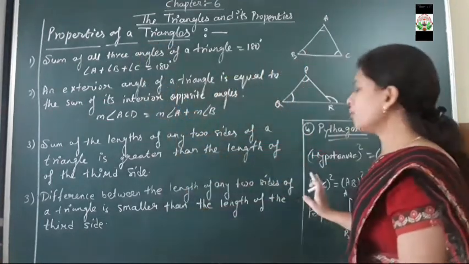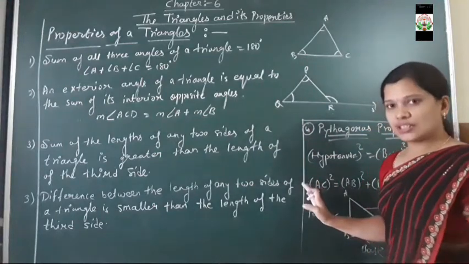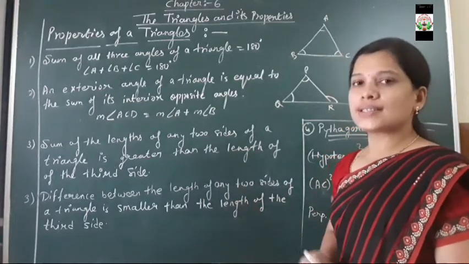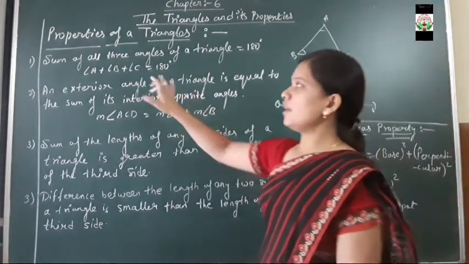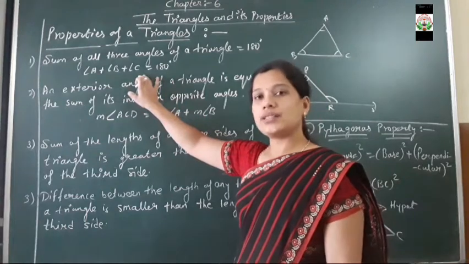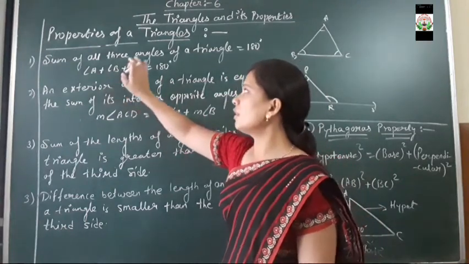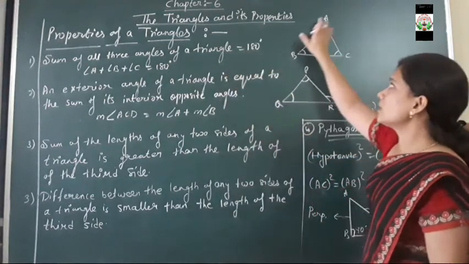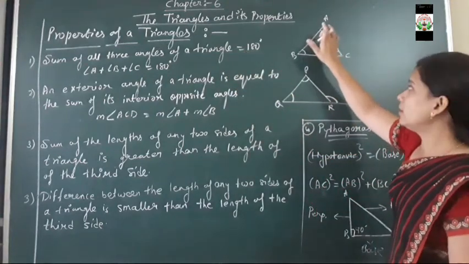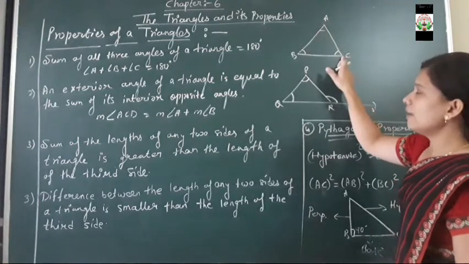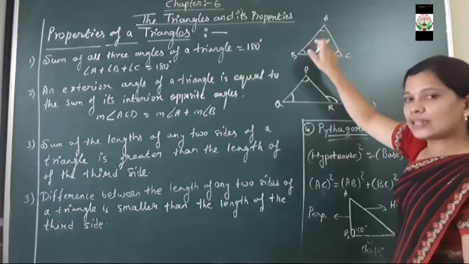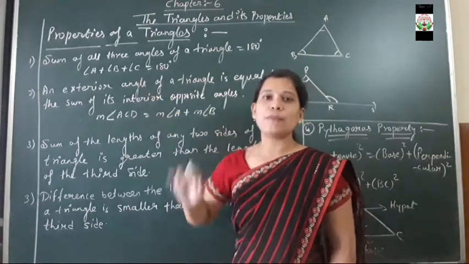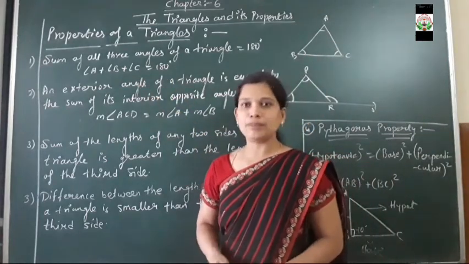Here we are going to see a total of 4 main properties in this chapter, which are most valuable as well as useful for solving the exercise questions. The first property is a very common property which you have already studied: the sum of all 3 angles of a triangle is equal to 180 degrees. If I have a triangle named ABC, when I add angle A plus angle B plus angle C, it will be equal to 180 degrees. This is the angle sum property of a triangle, which is very common.